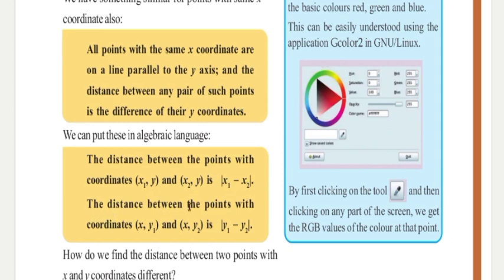Okay, then the distance between the points with the coordinates (x, y1) and (x, y2). That means the y coordinates are changing but the x coordinate is constant. Then the distance between the points is modulus of y1 minus y2, that is the difference of the y coordinates. So if the x coordinates are the same, the line is parallel to the y axis, and the distance between the points is modulus of y1 minus y2.